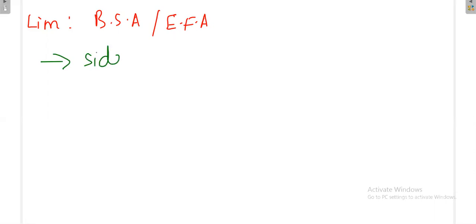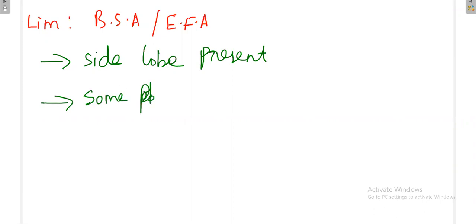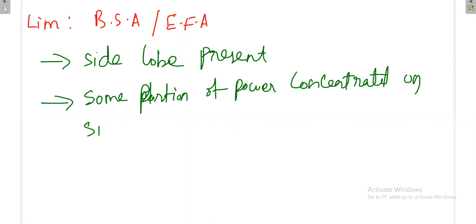Side lobe is present. Once the side lobe is present, some power is spent on the side lobes, because you have to spend your power on the main lobe. But once the side lobe is present, some portion of the power is concentrated on side lobes. That is considered as noise only, because you want your power to go in a particular direction, but that power is going in some other direction, so that particular power is called noise.